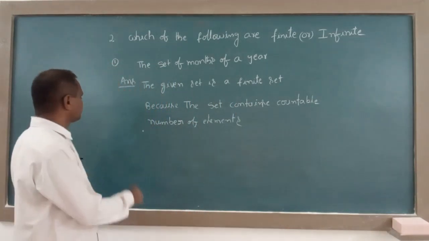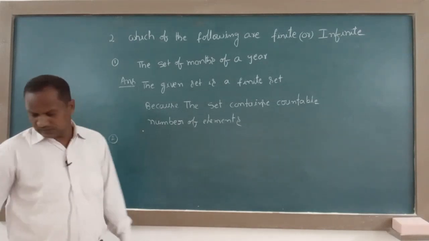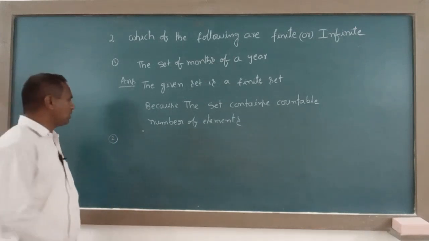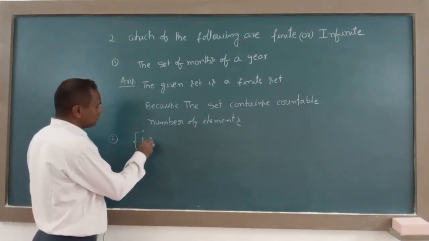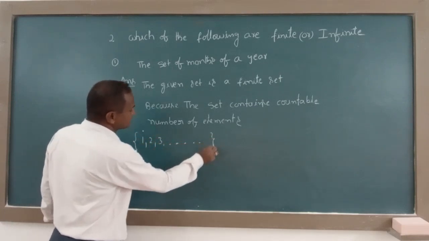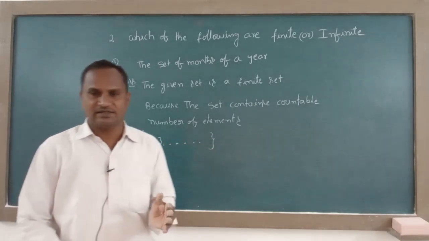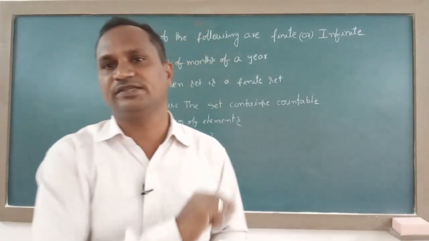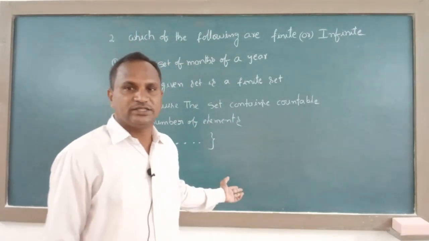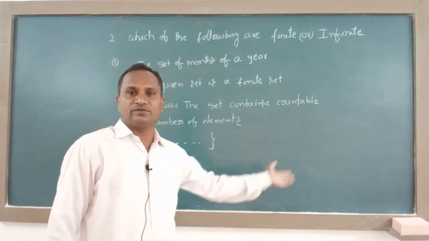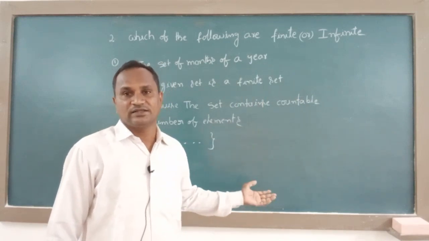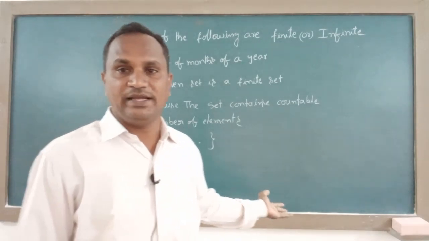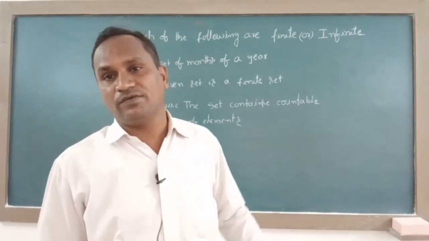Now the second question: 1, 2, 3, up to and so on. Here they did not give any limitations. Limitation means they must mention how many elements are present, but here they did not. From 1 onwards, where it is stopping we don't know. That's why the given set is the infinite set, because we can't count them. We can't count them means the set contains an uncountable number of elements.